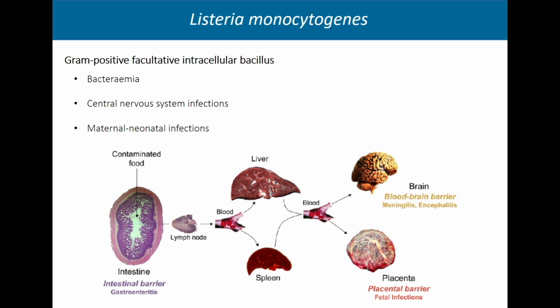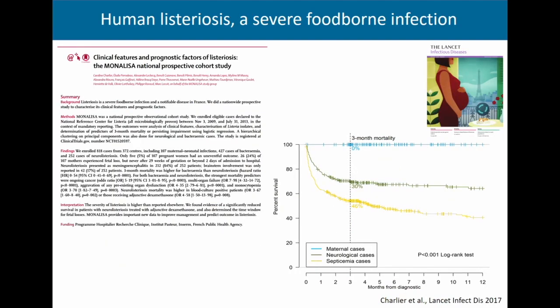Listeria monocytogenes is a foodborne pathogen. It's a gram-positive facultative intracellular bacillus, which is responsible in humans for bacteremia, central nervous system infections, and maternal-neonatal infection. During the infection, Listeria has the ability to cross the intestinal barrier, disseminate systemically, particularly in immunosuppressed patients, and reach the central nervous system, the placental unit, and the fetus. So it has the capacity to cross 3 host barriers.